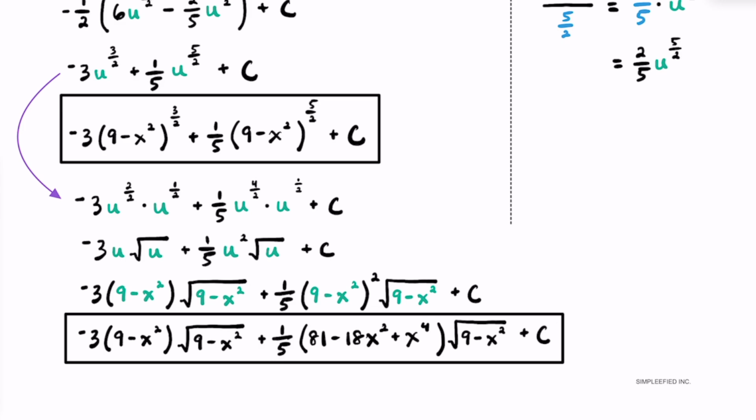All right, so this was a little bit trickier of an example of using u-substitution. In this particular case, we just had to manipulate some things a little bit more, and we also had to have a pretty good understanding of how rational exponents or radicals work as well.